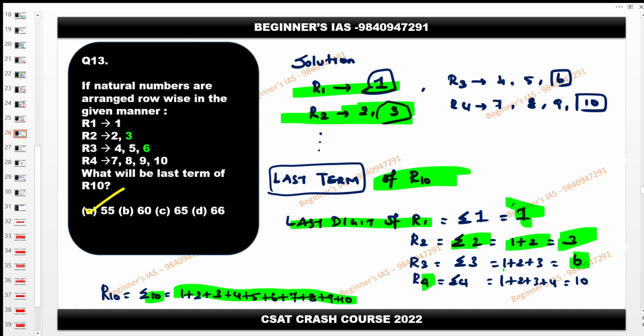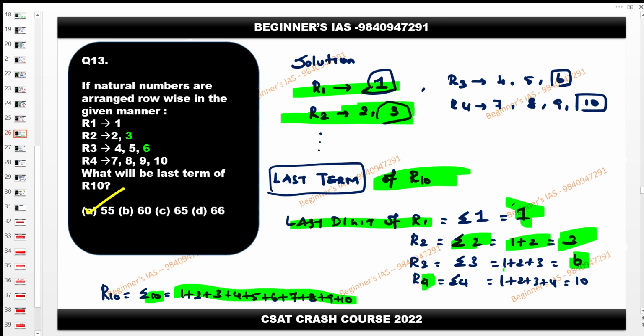Understood this point? I will tell you one simple thing. You should not add 2 and 3. You should not add 4, 5, 6. You should not add 7, 8, 9, 10. The thing is, summation up to 1 is nothing but row 1. Summation 2 is nothing but row 2. Summation 3 is nothing but the last term of row 3. Understanding this? Or else you can go with the manual method also.